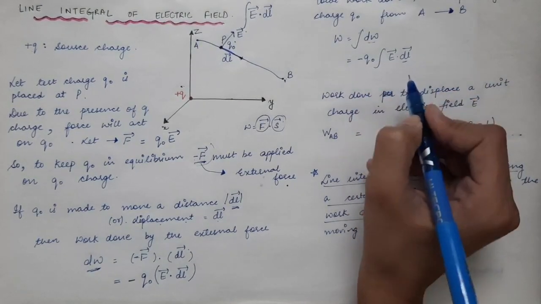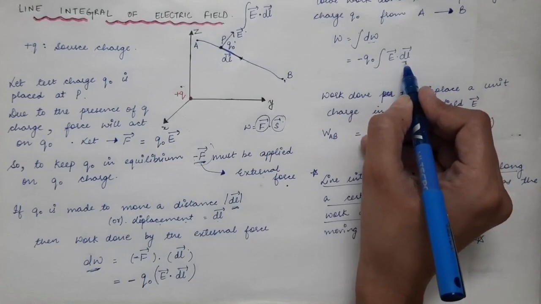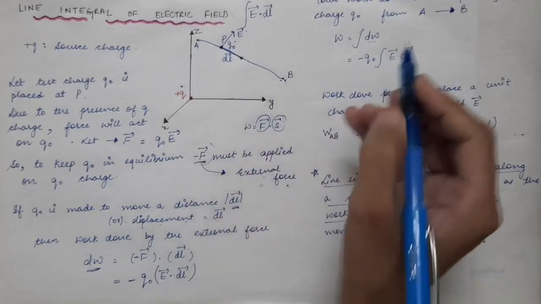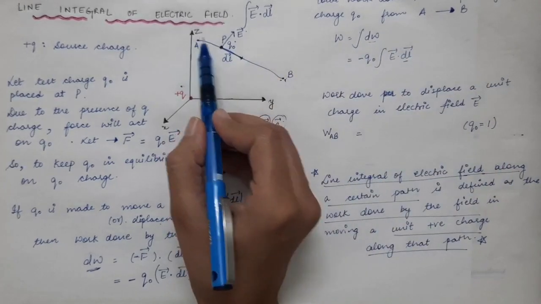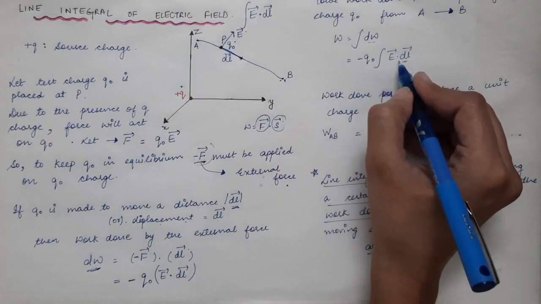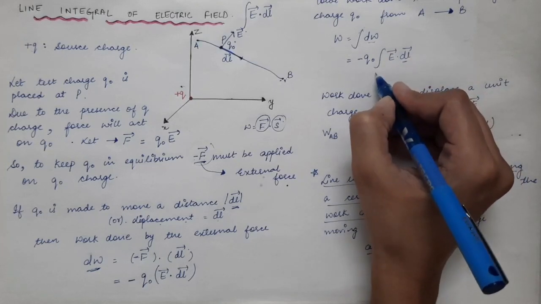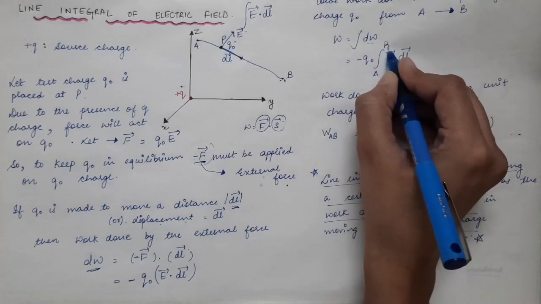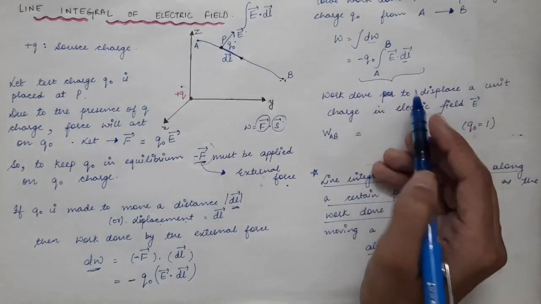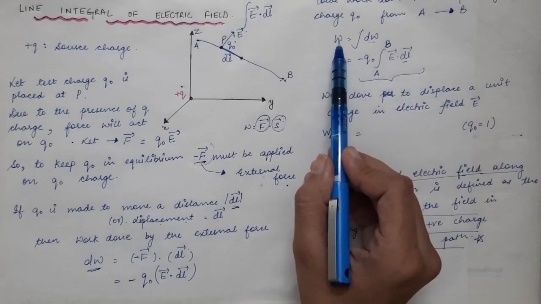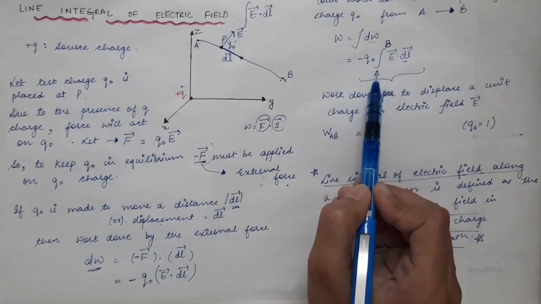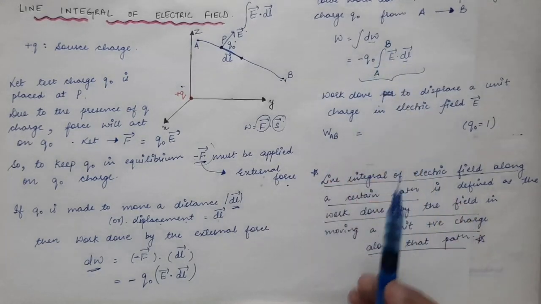Now over here we have dl vector, which is the displacement, and the test charge is displaced from point A to point B. So the total work done from the initial to the final point will be minus q0 times the integration of E vector dot dl vector, with integration limits from A to B. Solving this formula, you will get the total work done to move a test charge q0 in the presence of an electric field from point A to point B.